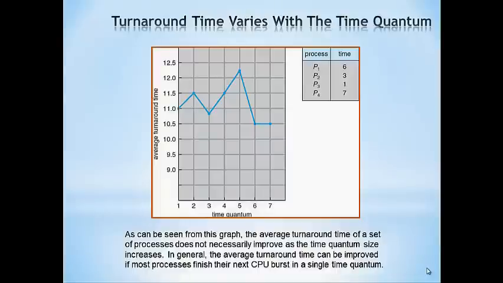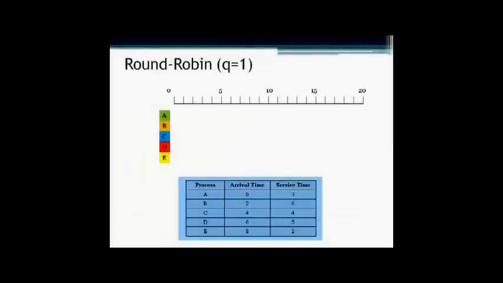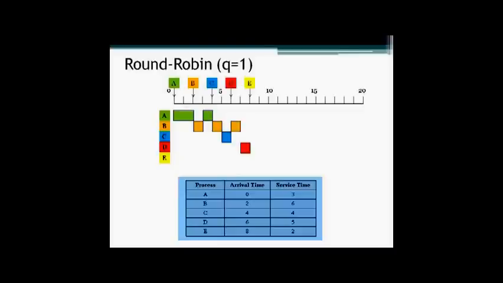Now we'll see another demonstration of the round robin algorithm through animation. In this video, the time quantum q is 1 millisecond. Based on the arrival time, A comes at 0 milliseconds, B comes at 2 milliseconds, C at 4, and D and E at 6 and 8 milliseconds respectively. Depending on the service time, the CPU is allocated to different processes at different time quantums.